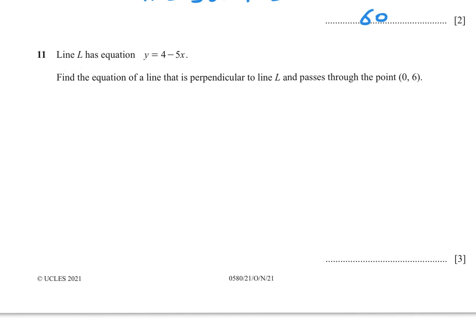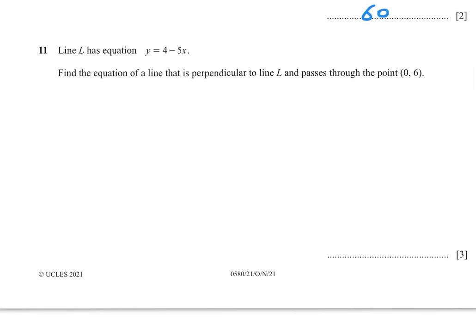Number 11, line L has an equation y equal 4 minus 5x. Find the equation of the line is perpendicular to the line L and pass through the point 0 and 6. So the gradient of line L equals negative 5, the coefficient of x. So the gradient of the perpendicular, negative reciprocal, so 1 over 5.